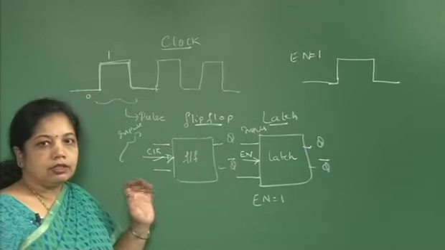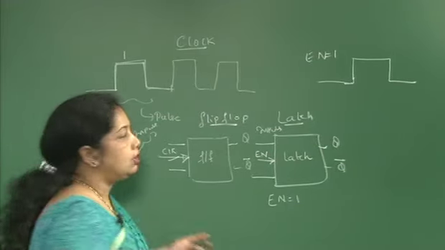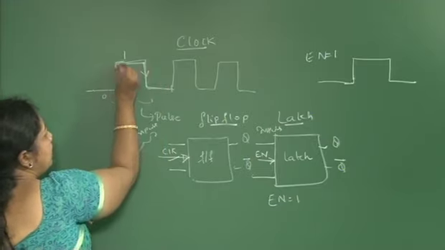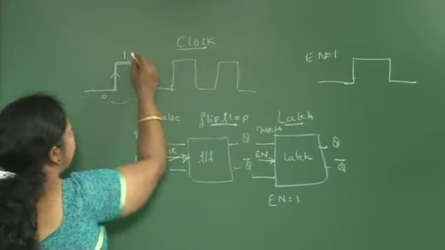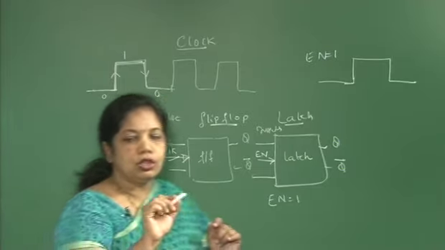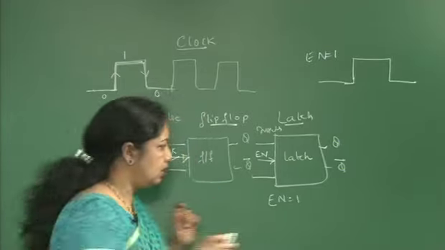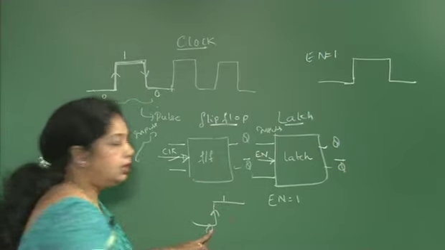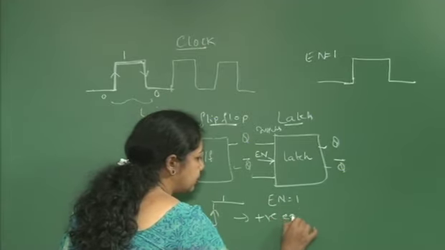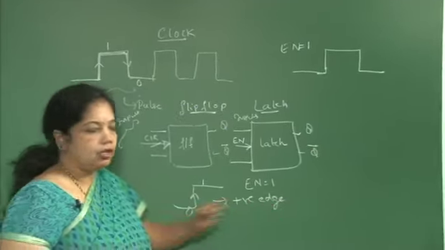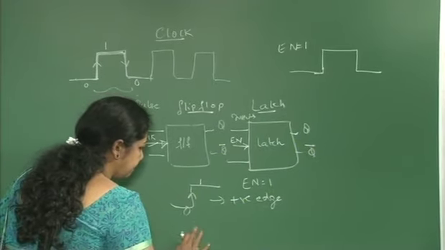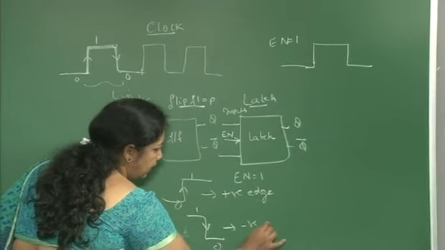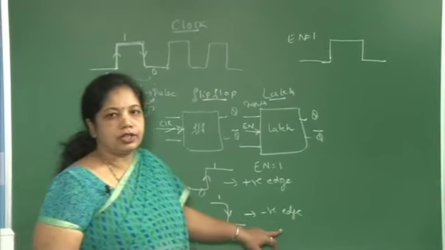So, edge triggering. Let us discuss what is edge sensitive. The clock has a 0 to 1 transition, as I said, and a 1 to 0 transition. If I say 0 to 1 transition, then I call this positive edge triggering. If I say 1 to 0 transition, we call it negative edge.